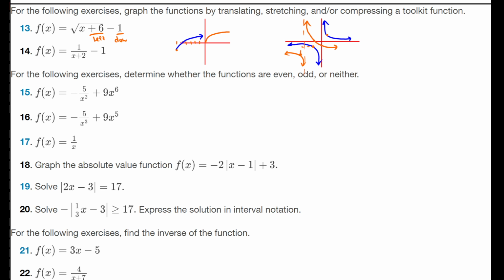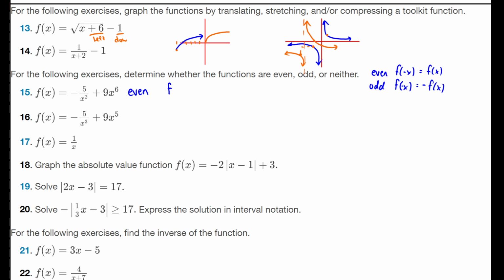For the following functions, determine whether the functions are even, odd, or neither. So to remember, an even function says that f of -x is equal to f of x, and an odd function is f of -x is equal to -f of x. So for 15, I see some x squareds in here. So I'm just going to guess that this is an even function because even powers tend to work very nicely, but we can test this out.